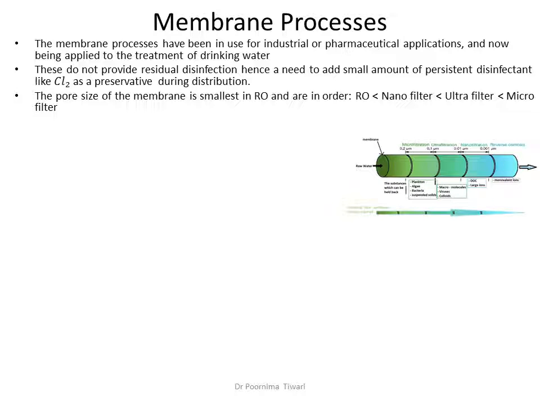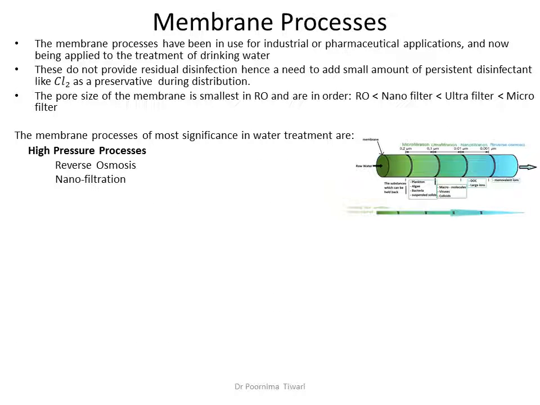The membrane processes of most significance in water treatment are high pressure processes, reverse osmosis and nanofiltration. These have the smallest pores and hence require higher pressure for the movement of solvent. And low pressure processes, ultrafiltration and microfiltration, as they have larger pore size, require lower pressures to operate.